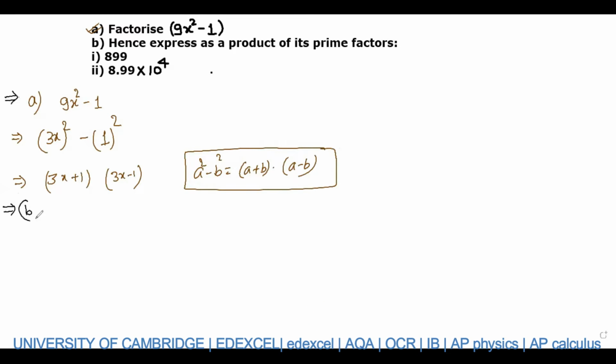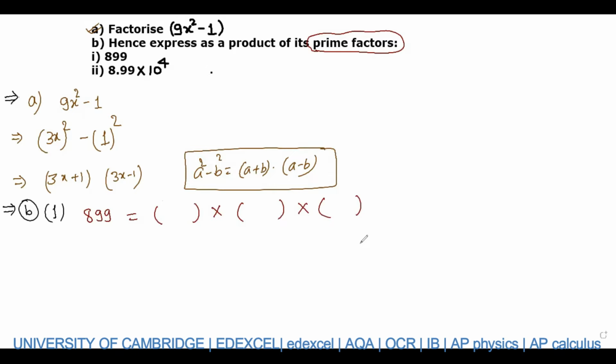Let us see its next part, that is B, and its first segment. The question says, hence express as a product of its prime factors. We have to do its prime factorization. We have to write it in terms of a product of prime factors. So we have to write 899 as a product of prime numbers only. So that's the prime factorization.